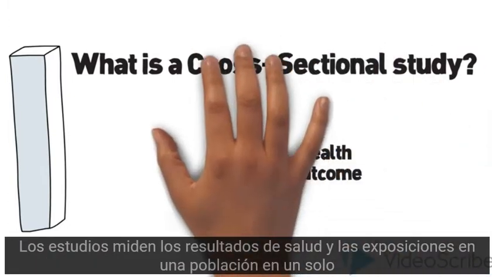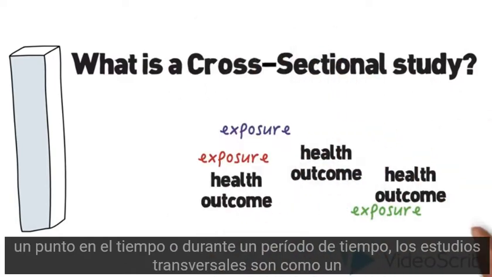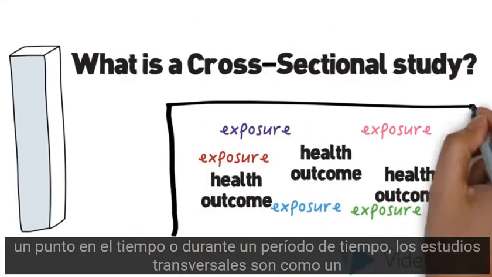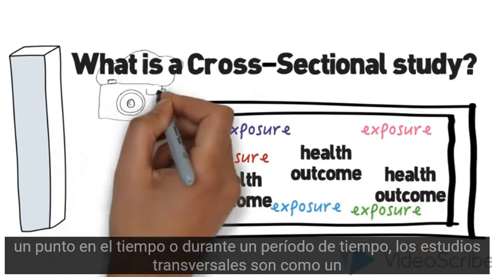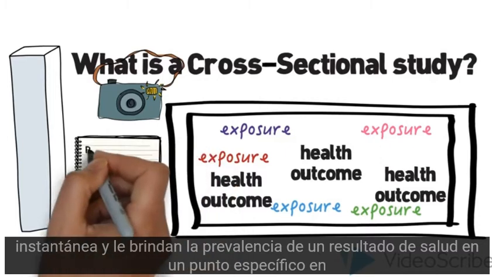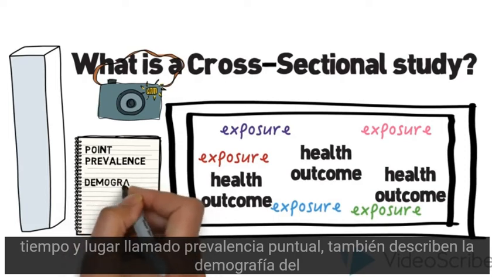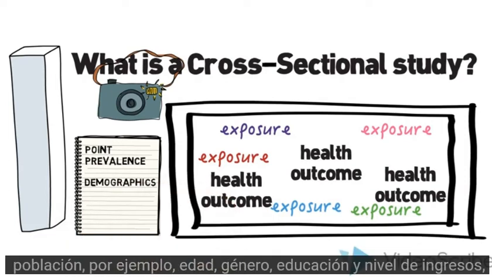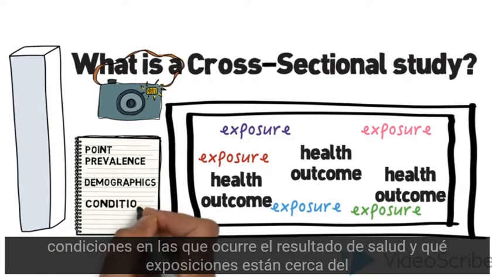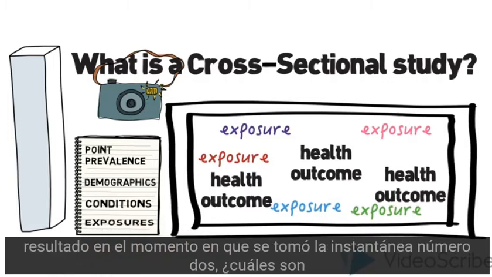Cross-sectional studies measure health outcomes and exposures in a population at a single point in time or over a period of time. Cross-sectional studies are like a snapshot and give you the prevalence of a health outcome at a specific point in time and place, called point prevalence. They also describe demographics of the population, for example, age, gender, education, and income level, the conditions in which the health outcome occurs, and what exposures are near the outcome at the time that the snapshot was taken.